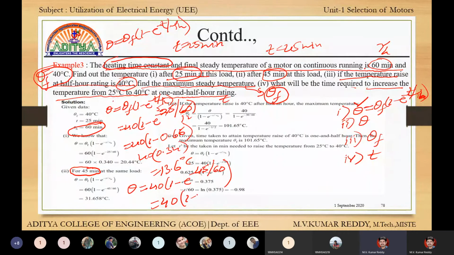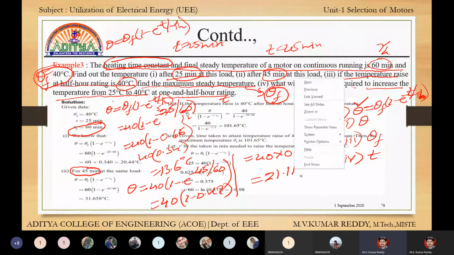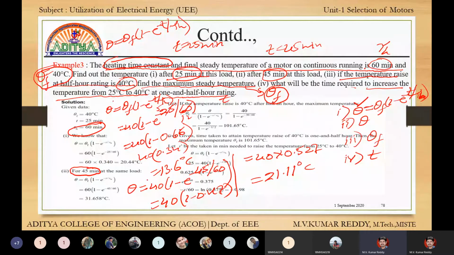40 into 1 minus 0.47, that is 0.527. 0.527 into 40 is 21.11 degrees centigrade. This is the second problem.